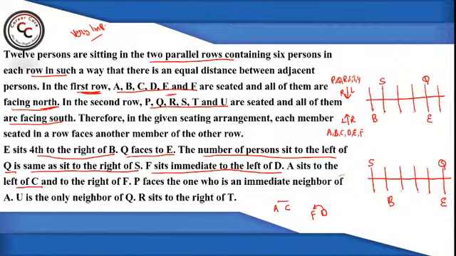A sits to the left of C and to the right of F. So here he has given "right", that means it can be any right. For example, if I put F and D here, why? Because F and D are neighbors. To the right of F, A is present, but A is present to the left of C. If I put A here, there is no place to place C.